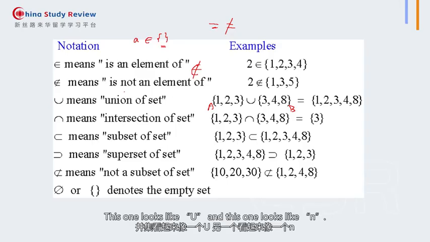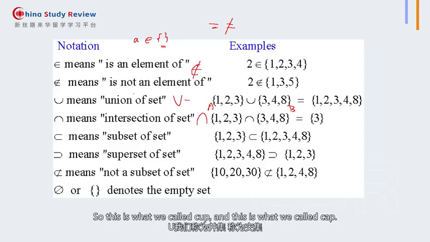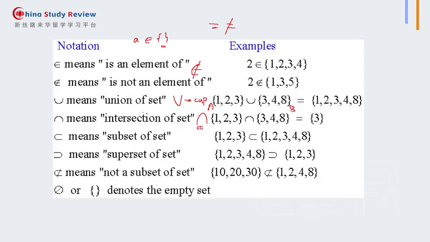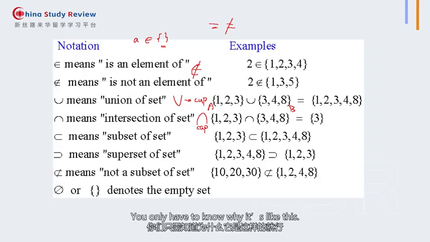So this one looks like a U, and this one looks like an N. This is what we call cup, and this is what we call cap. But it doesn't really matter. You only have to know why it is like this, then it's fine.